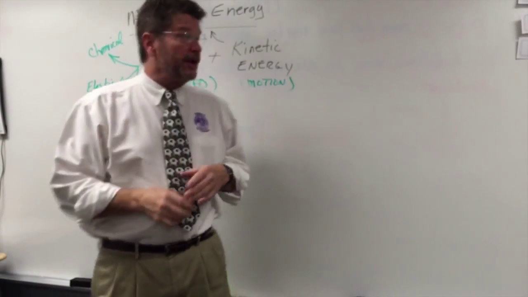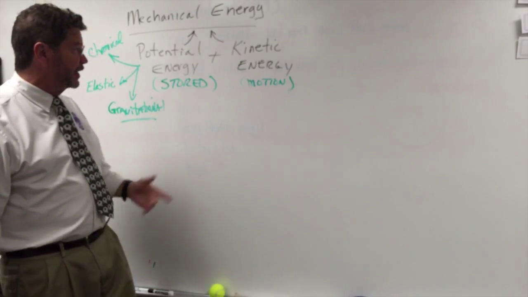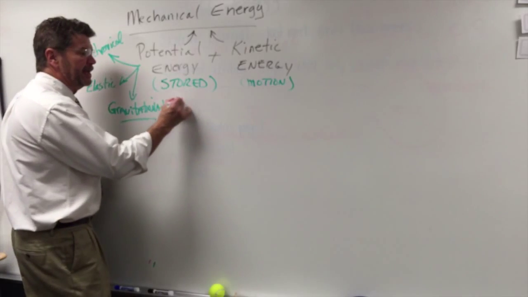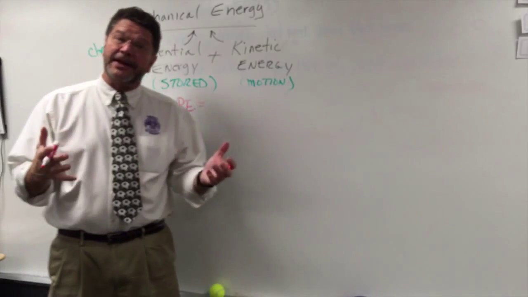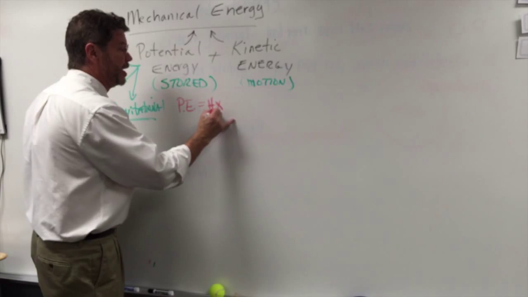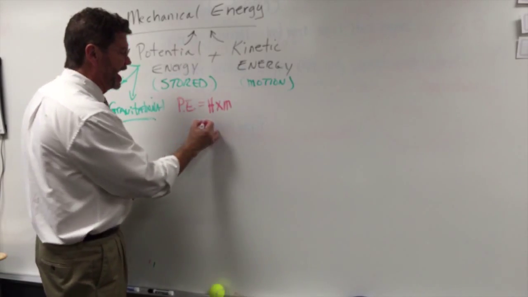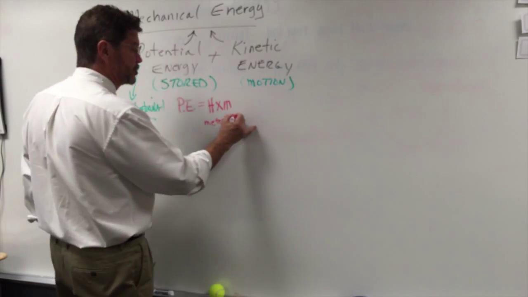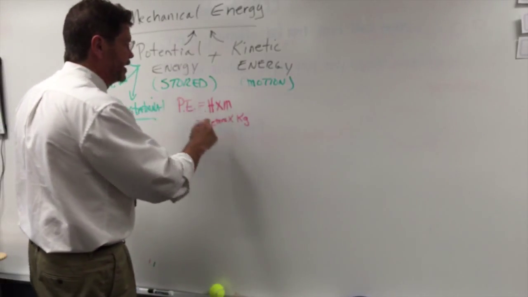All right, so to understand mechanical energy, we're going to have to add these two together. So we're going to have to find out what they are first. Let's look at potential energy, and I'm going to call that PE from now on, okay? There's a formula for it. It's really not that hard. Potential energy, the formula is height times mass, or how tall something is and how heavy it is. So height will be in meters times mass, which will be in kilograms.